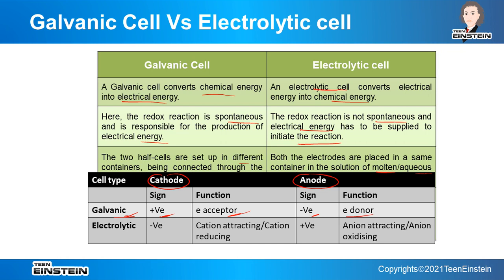But when it is electrolytic, cathode is cation attracting. Remember, in the previous slide we have seen that on the cathode side, cation attracting means you can also say cation reducing. So H+ is attracted towards cathode, and on the left hand side, anion, that is Cl-, is attracted towards the anode. So that is why you can say that now it is in terms of ion, not electron. This is cation reducing, this is anion oxidizing. Okay, so try to remember this table.